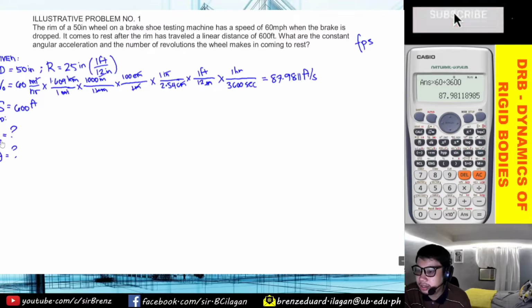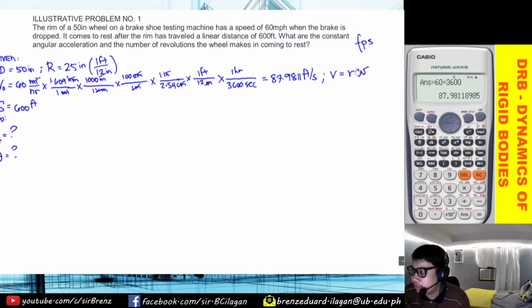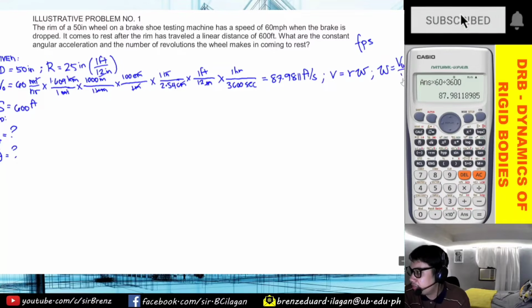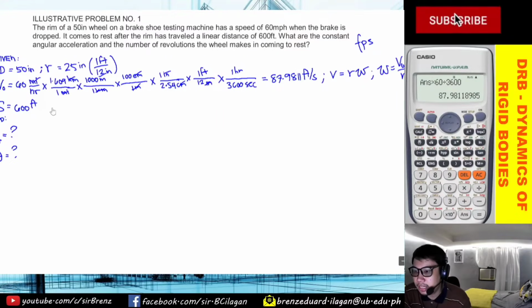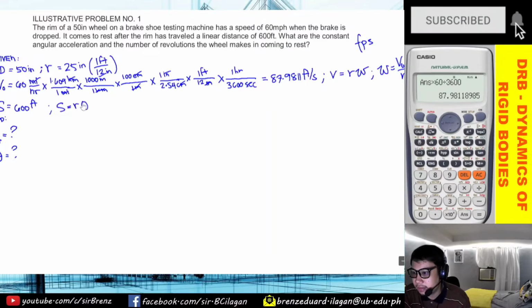Ano nga hinahanap dito? Okay. So ang gawin natin, knowing that yung velocity is equals to r omega, kailangan natin ma-compute yung angular velocity niya. So, yung initial velocity, divide lang natin siya ng r. Okay? And sa displacement, di ba, S is equals to r theta. So, to solve for theta, that is equals to S all over r.